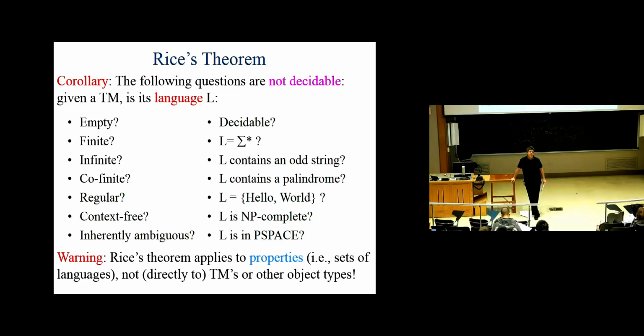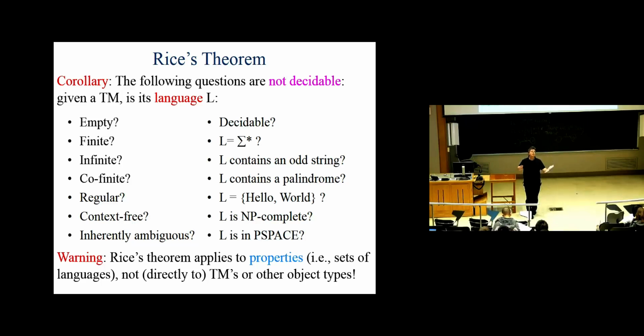But there are an infinite number of functions that you can compute. In fact, an uncountable infinite number of functions that you can't compute. And there's an uncountable set of properties that you can't compute either, or decide. But Rice's theorem is about properties.